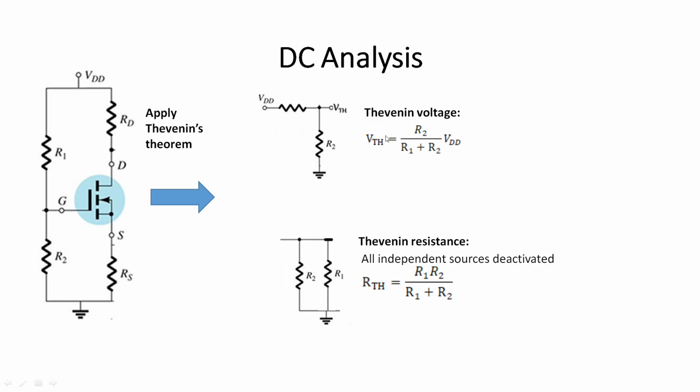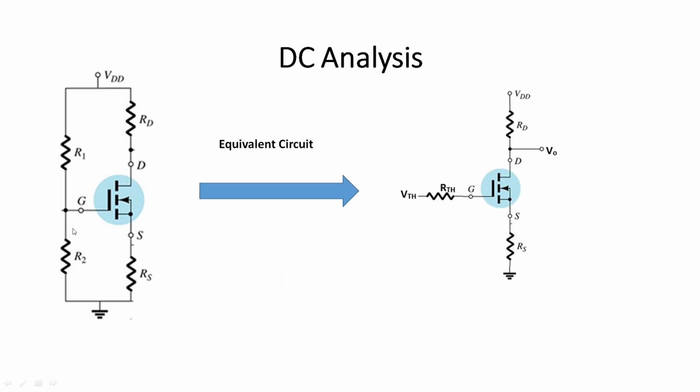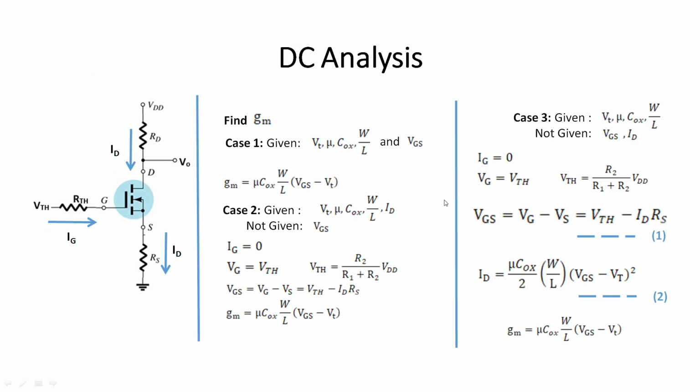After finding the Thevenin's voltage and Thevenin's resistance, we can simplify this circuit into an equivalent circuit, where VTH, the Thevenin's equivalent potential, is applied across the gate terminal, and between VTH and the gate there is the Thevenin's equivalent resistance RTH. Now, using DC analysis, we are going to find transconductance, also VGS and ID.